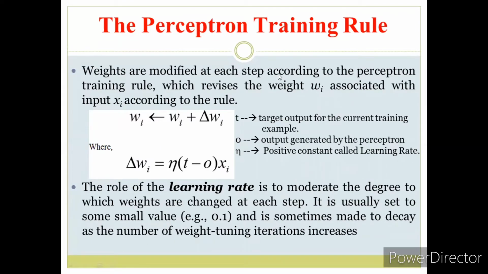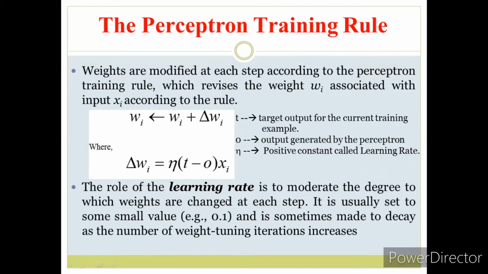Weights are modified at each step according to the perceptron training rule, which revises the weight wi associated with the input xi according to the rule. The change in the weight is added to the previous weight, and the updated weight is given to wi. The change in weight is given by eta times (t minus o) multiplied by xi, where t is the target output for the current training example, o is the output generated by the perceptron, and eta is a positive constant called the learning rate.